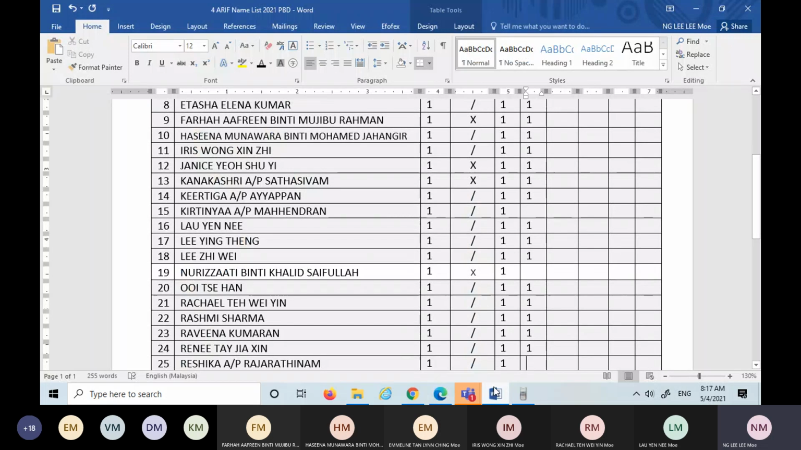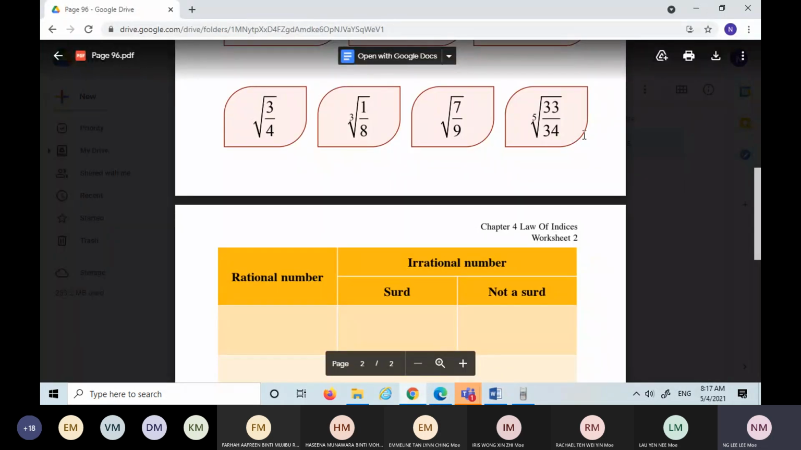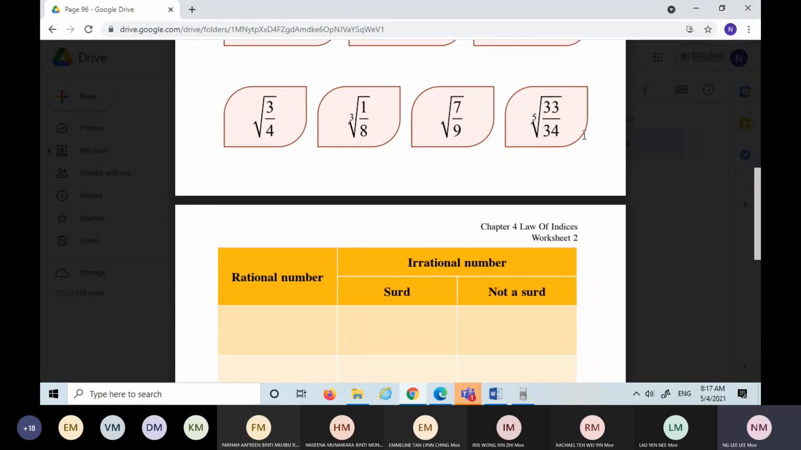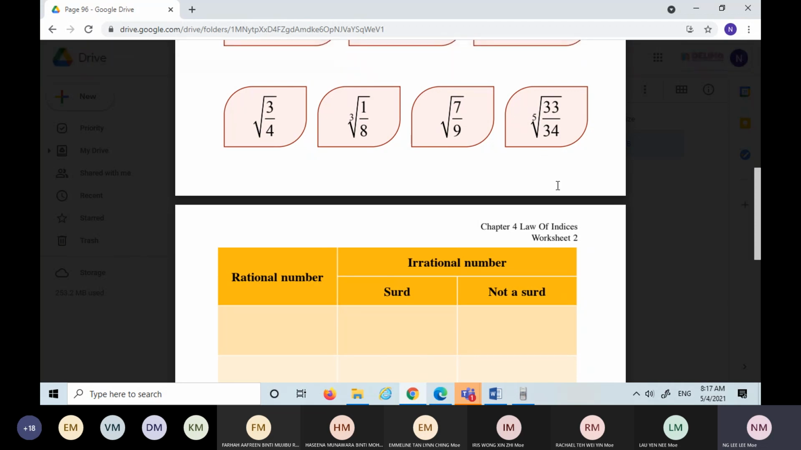Okay, last one already. This one, root 5. This one we have to read as surd, 33/34 order 5. This outside small 5, we have to read as order 5.